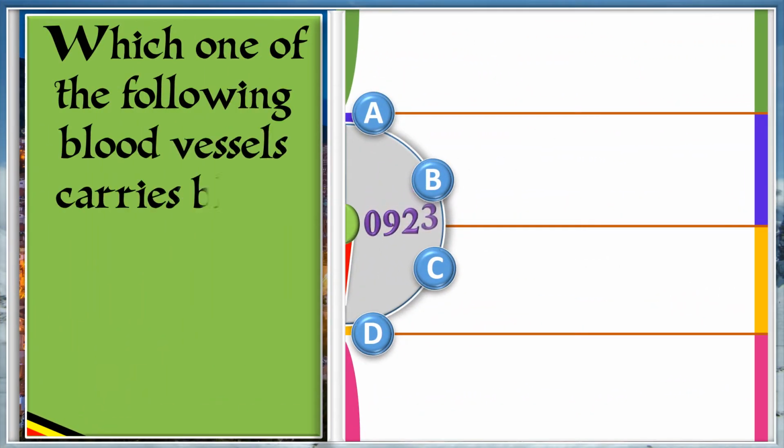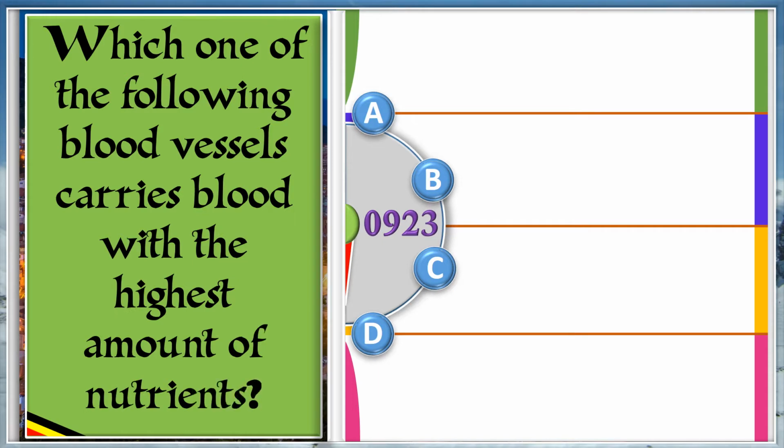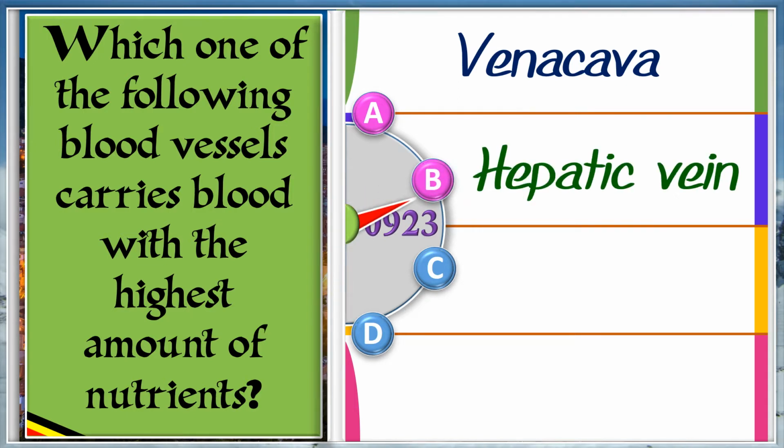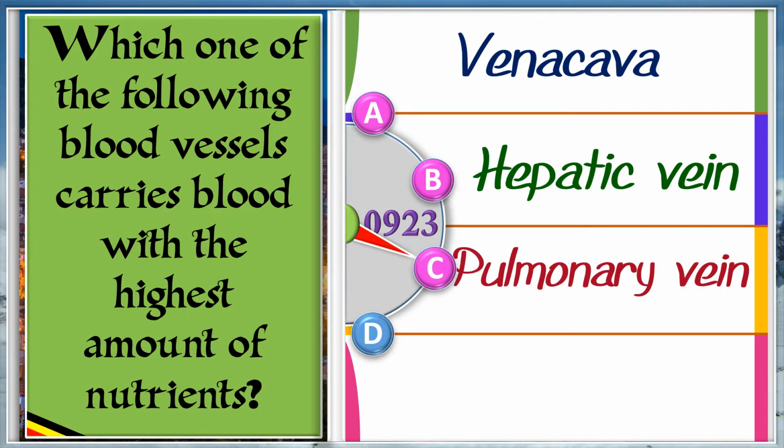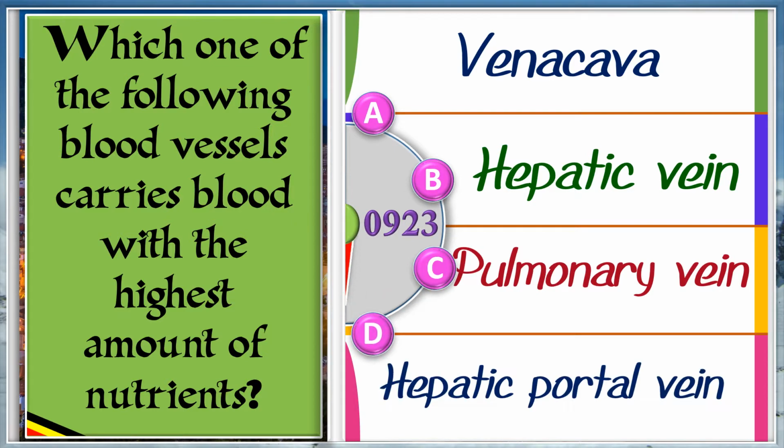Which one of the following blood vessels carries blood with the highest amount of nutrients? A. Vena cava. B. Hepatic vein. C. Pulmonary vein. D. Hepatic portal vein. And the answer is D. Hepatic portal vein.